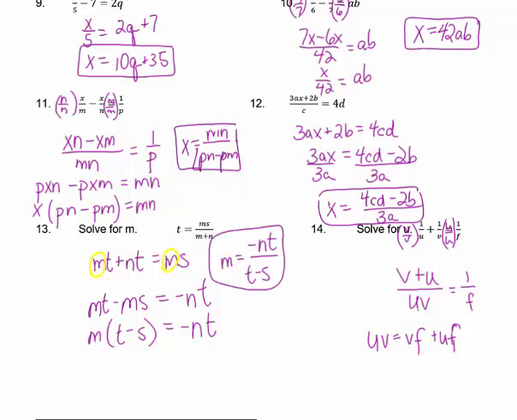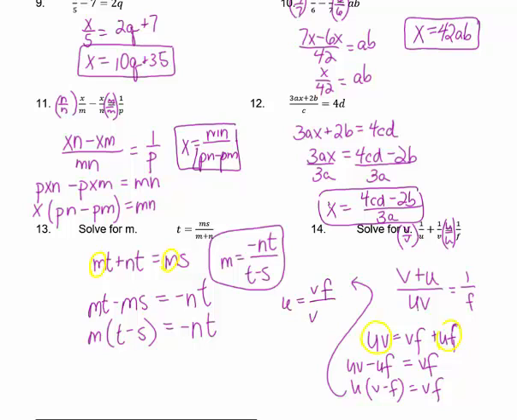And again, I am solving for u, so I have to bring that other u to the other side of the equation with the first u. So that's going to be uv minus uf equals vf. I'm going to factor out the u, giving me u times v minus f equals vf. And then if I divide through by v minus f, I'm going to get u equals vf over v minus f.